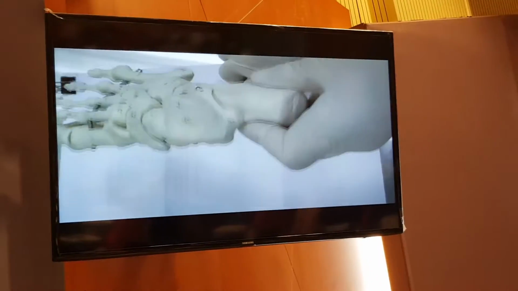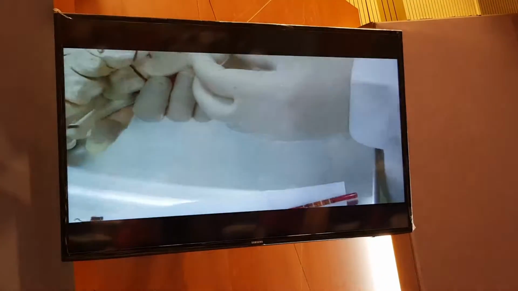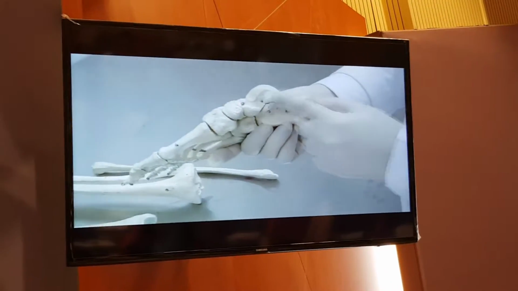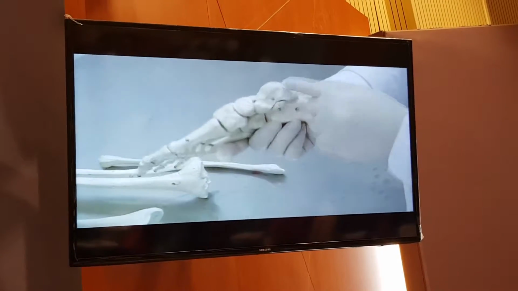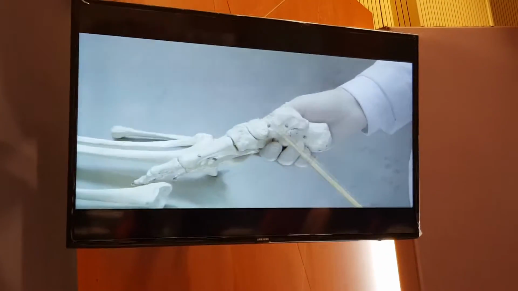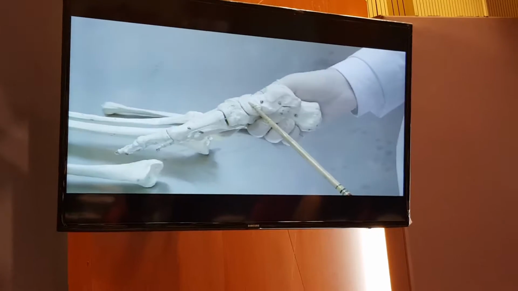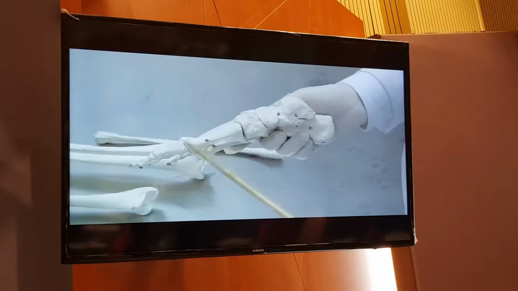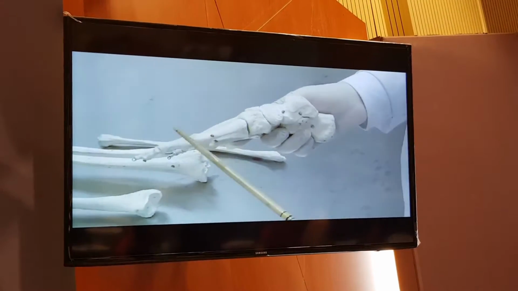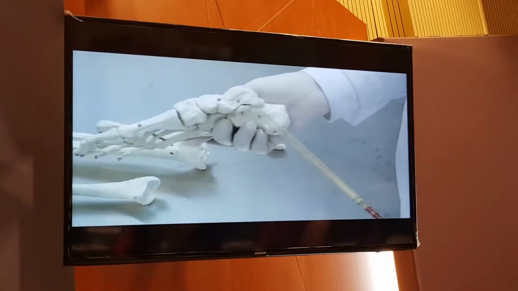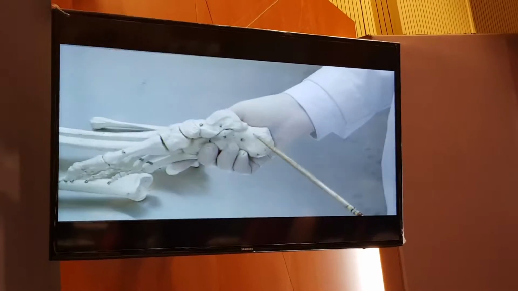If you are looking from the medial side, you can see here this is your talus, here is the trochlea, here is the neck, here is the head of the talus. In front is your navicular bone, in front is the medial cuneiform bone, and in front is the first metatarsal bone, and proximal and distal phalanges of the big toe. Here is the calcaneus bone.